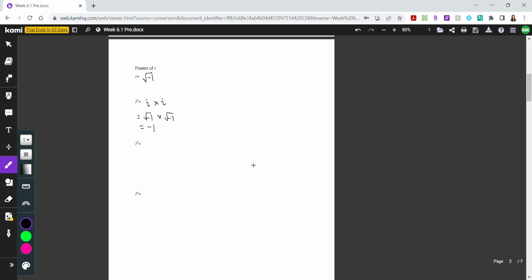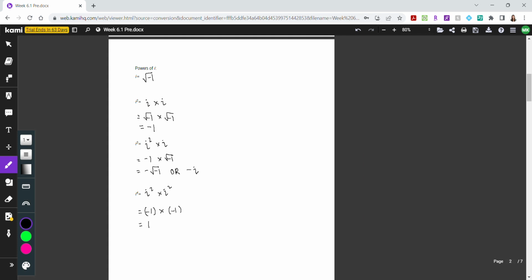Now, i cubed, if we break it down, can be written as i squared times i, right? And we know from before, i squared is -1 and i is the square root of -1. Now, if we multiply this together, we would get negative square root of -1, or you could also rewrite it as just -i. All right. Now, i to the power of 4 can be broken down into i squared times i squared. All right, which means we have -1 times -1, which we know would equal +1.